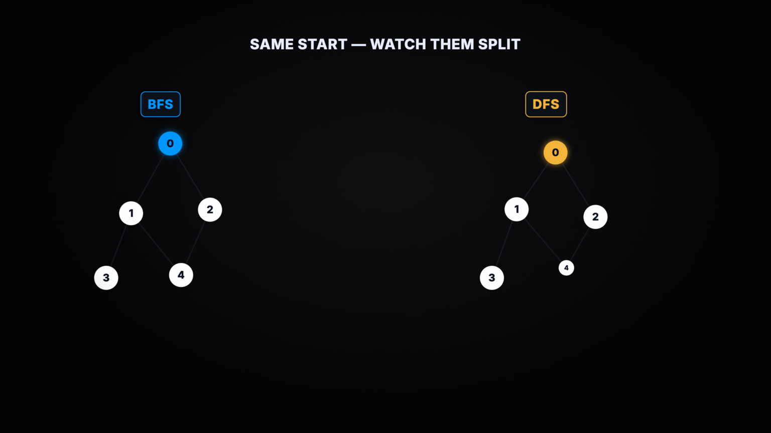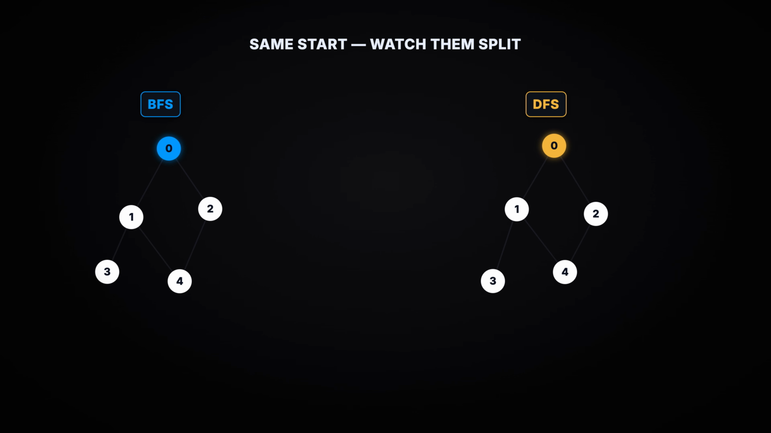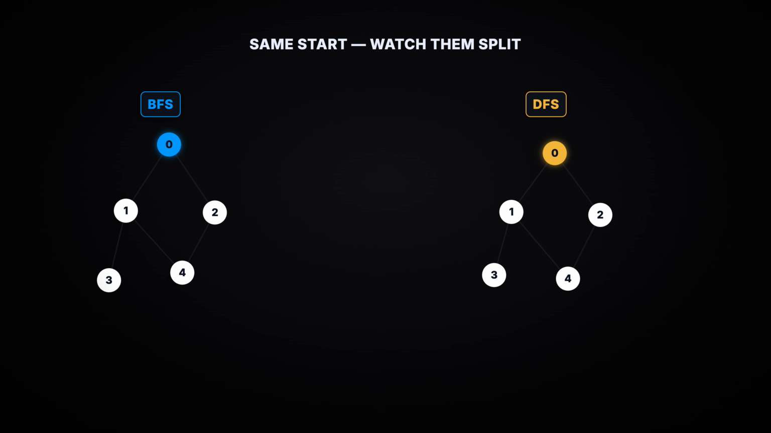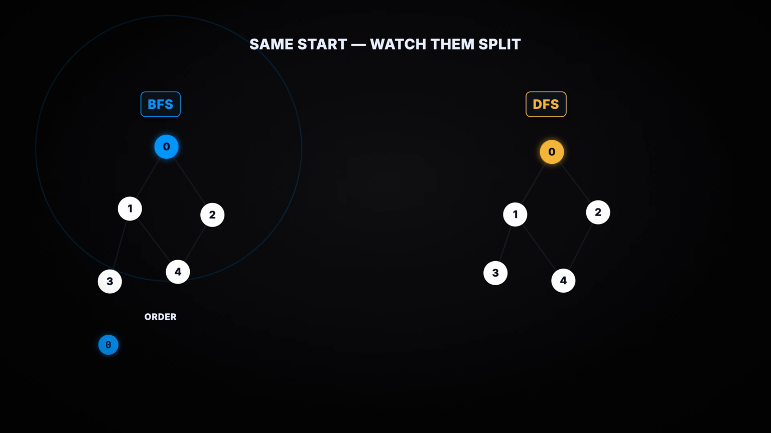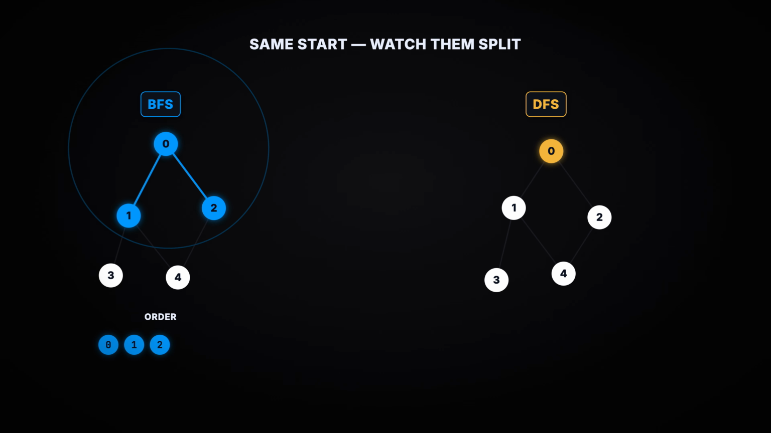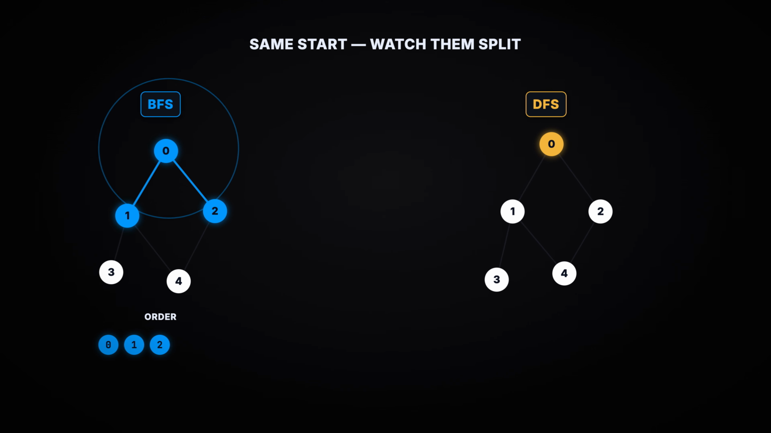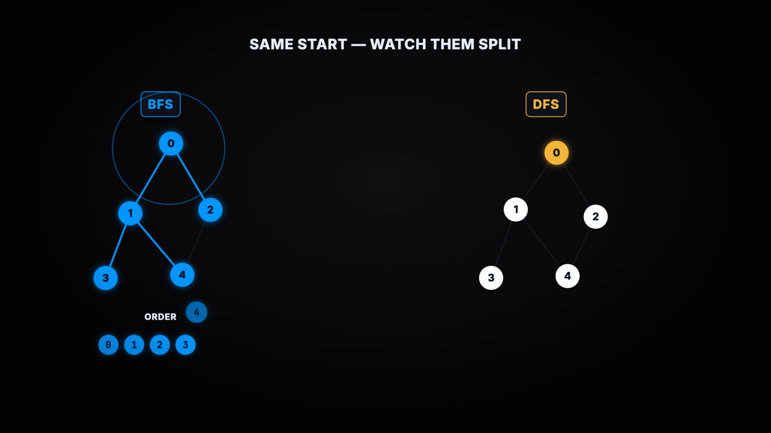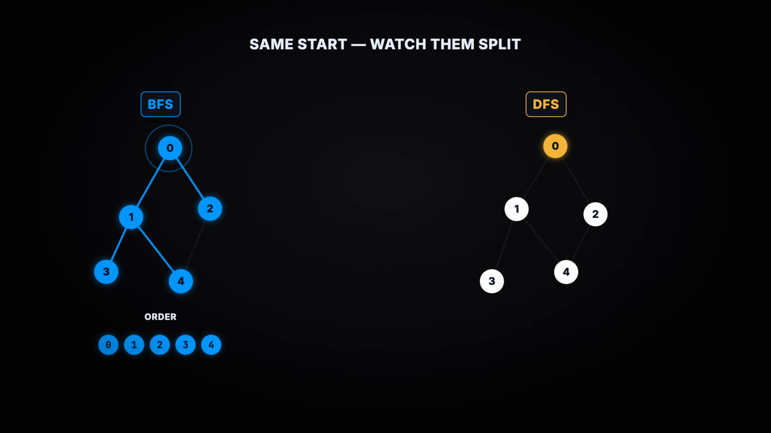So let us race them on the very same graph. We start both at node 0. Watch how differently they move. BFS on the left explores in rings. First node 0. Then everyone one step away. 1 and 2. Then everyone 2 steps away. 3 and 4. It finishes an entire level before going any deeper. Calm, even, layer by layer.